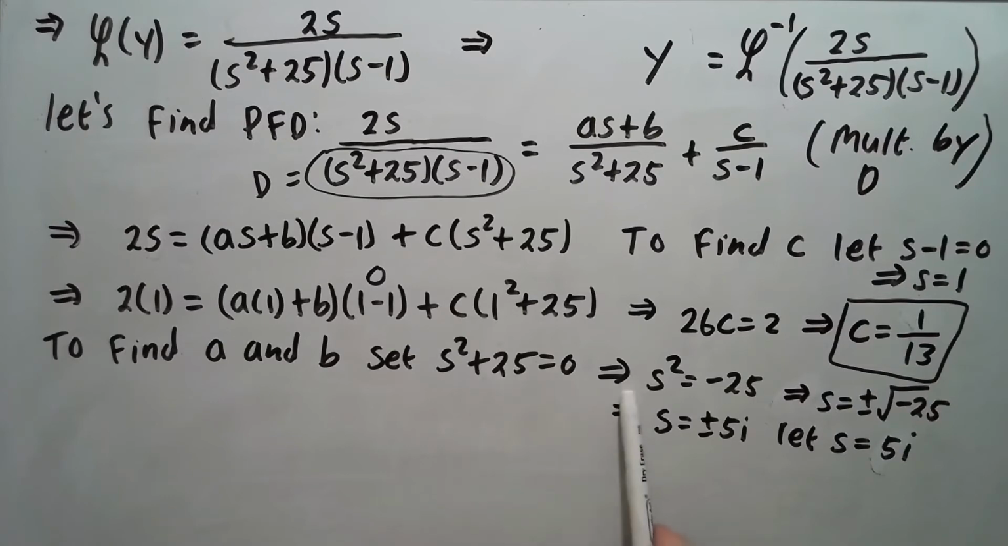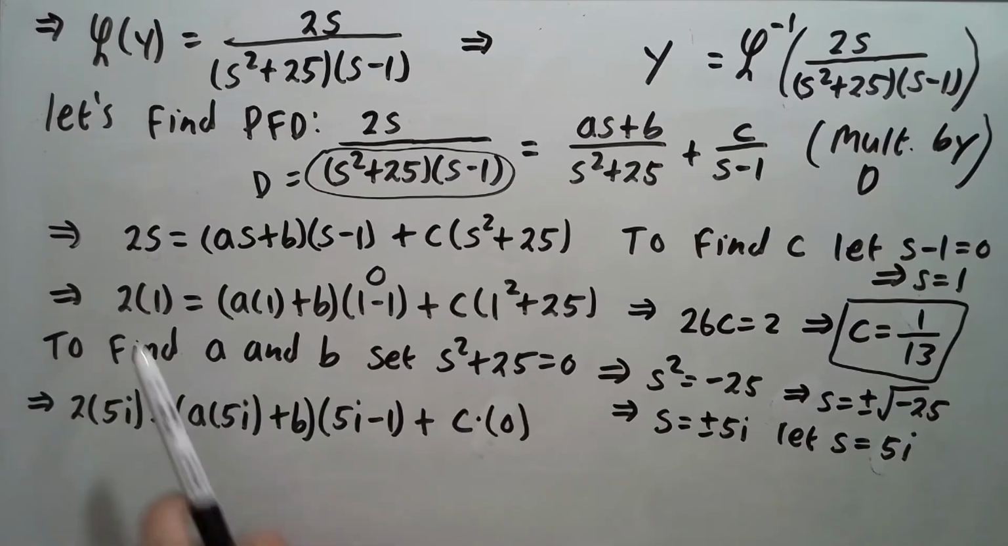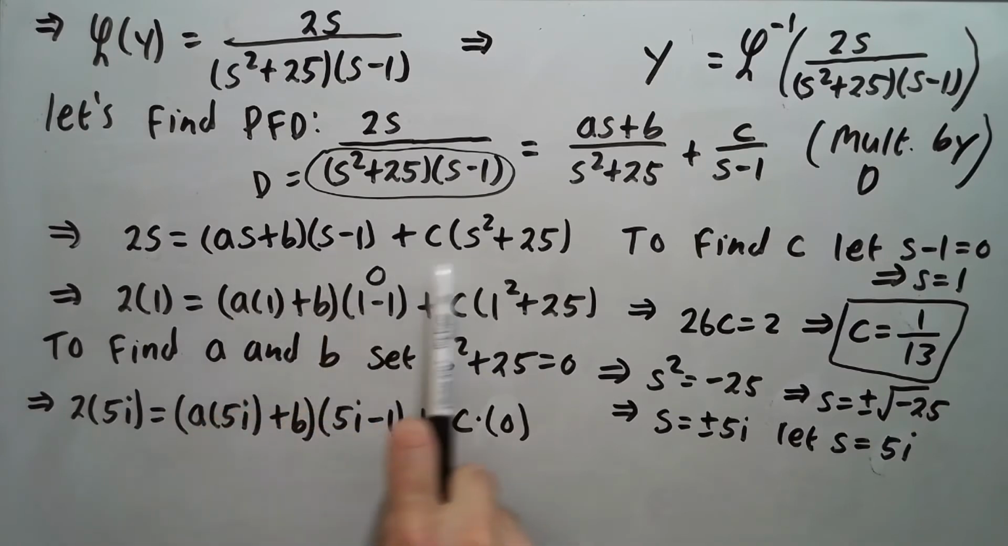So that means that s squared would be negative 25. Then taking the square root on both sides, it means that s is plus or minus the square root of negative 25. Well, the square root of a negative number is going to involve an i. So the square root of 25 is 5, and the square root of minus 1 is i, so it's going to be 5i. So let's choose s to be 5i. So let's put 5i in place of s up here. So putting 5i in place of s here, here, here, and here.